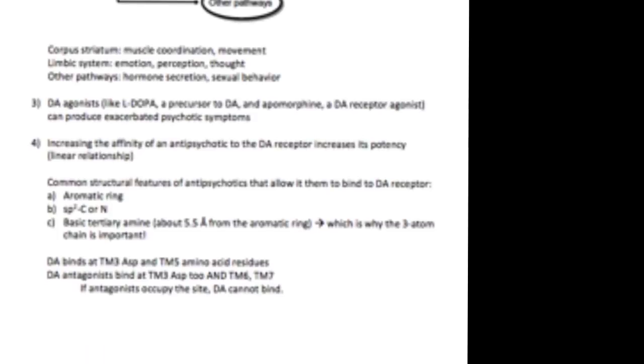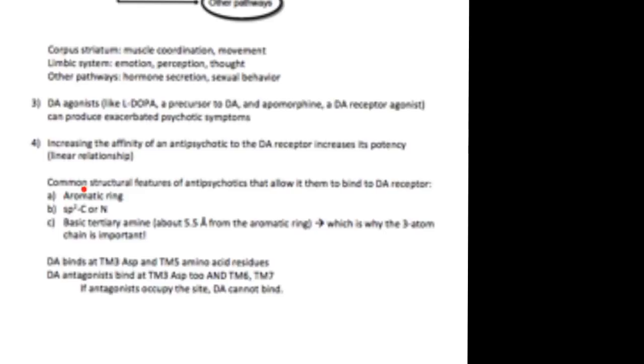Number 4, increasing the affinity of an antipsychotic to the dopamine receptor increases its potency. It's a linear relationship. So increasing the binding of the antipsychotic can increase its potency or decrease the dose needed in a linear fashion.